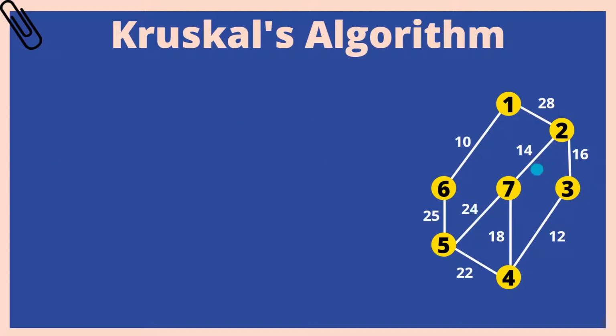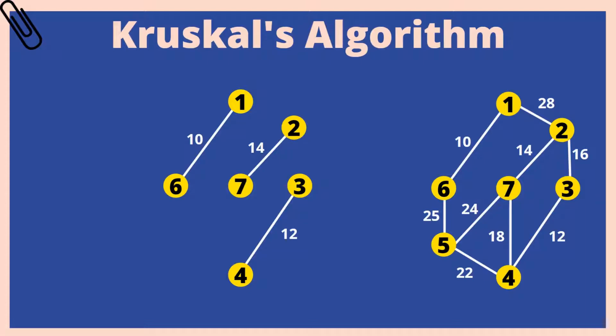So let us start with this graph. Which is the minimum cost edge? Here we can see that 1,6, that is 10, is the minimum cost for this graph. So we'll consider that. Now what is the next minimum? That is 12. So we will consider 12 now, 4, 3. The next minimum is 14 and the next minimum is 16.